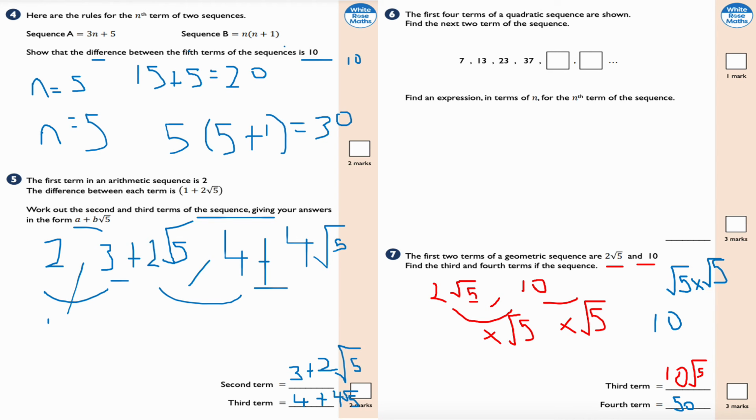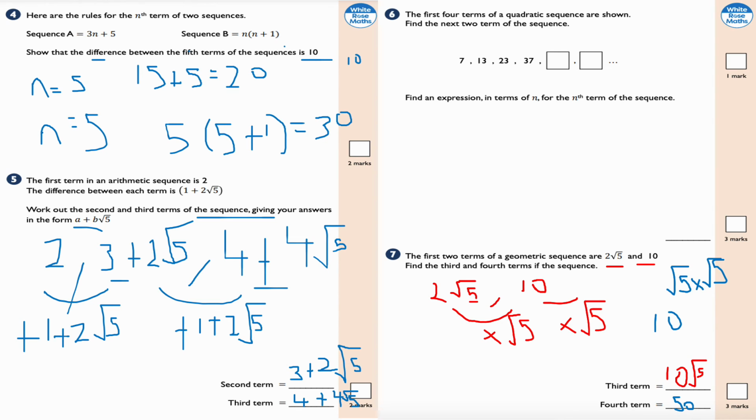Okay, so it's going up in 1 plus 2 root 5. So I'm adding on 1 plus 2 root 5 actually each time. I'm adding that on. Adding 1 plus 2 root 5. Okay, this is question number 6, guys.